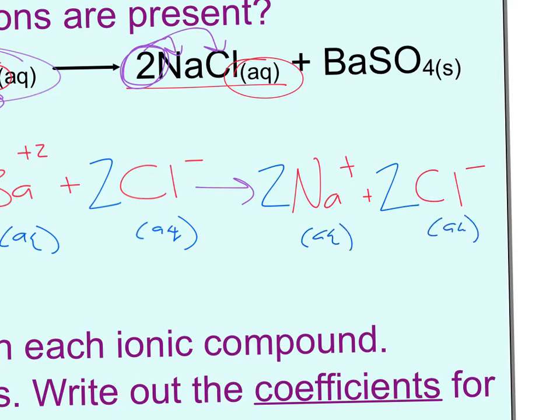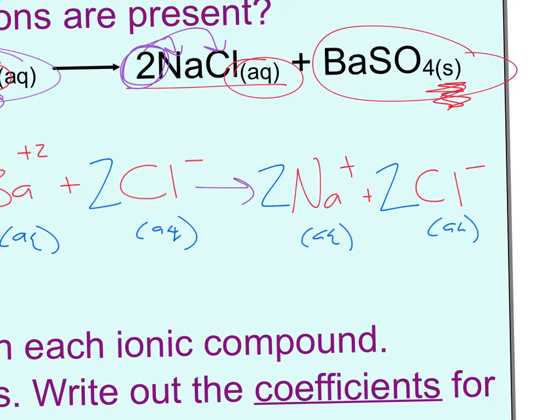Because aqueous means dissolved in water, and when ionic compounds dissolve in water, they break apart into these ions. Now I'm going to get to the barium sulfate, which you'll notice is a solid. So the attraction between the positive and negative is too strong, so the water is not breaking it apart. It's going to stay together. That's the precipitate. That's the solid that's actually forming.